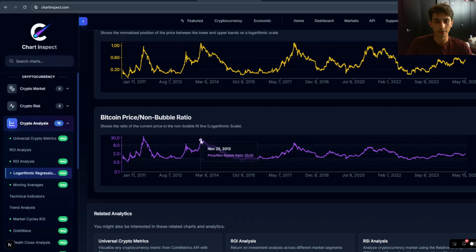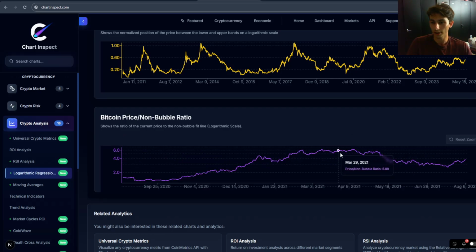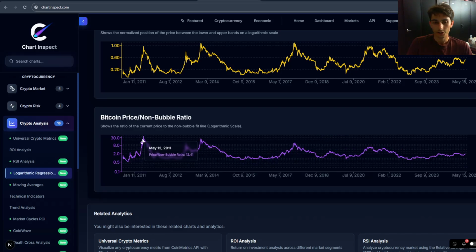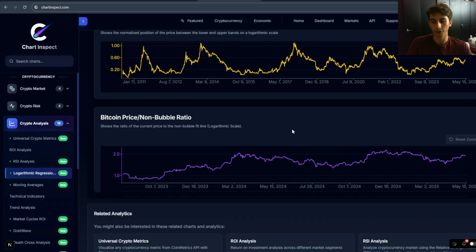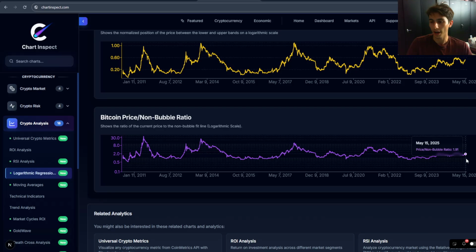So that was a seven-point decrease. Then in 2017 we hit a high of 12.13, and then in 2021 we hit a high of around 6.27. So 30, 23, 12, 6.7. Considering diminishing returns, you can see we're currently at 2.26 for the high of this cycle, and currently we're at 1.91.